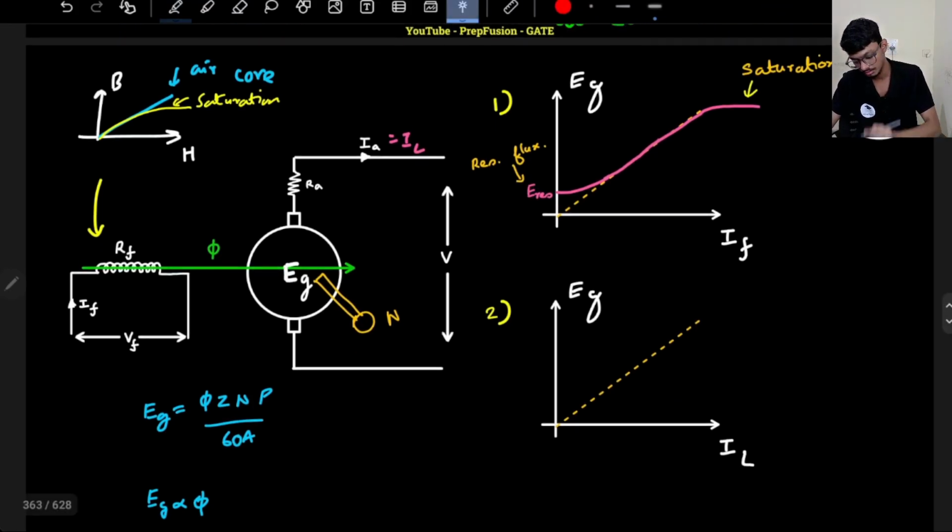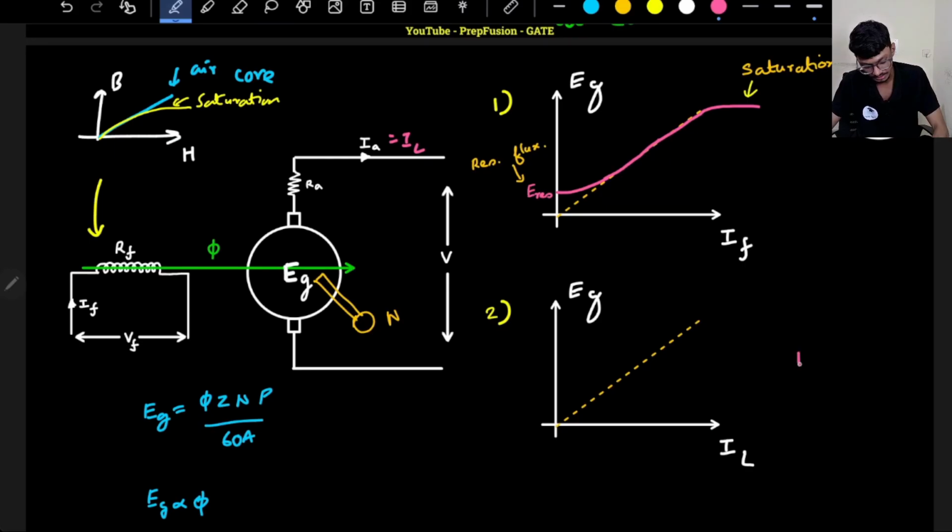So if the field and speed both are constant, that means what? That means my Eg will be roughly almost constant, correct? Eg is 5 Znp by 60A. So if my field and speed both are constant, Eg will be roughly constant. So if I keep on increasing my IL, the Eg will remain roughly constant, but there will be a catch.